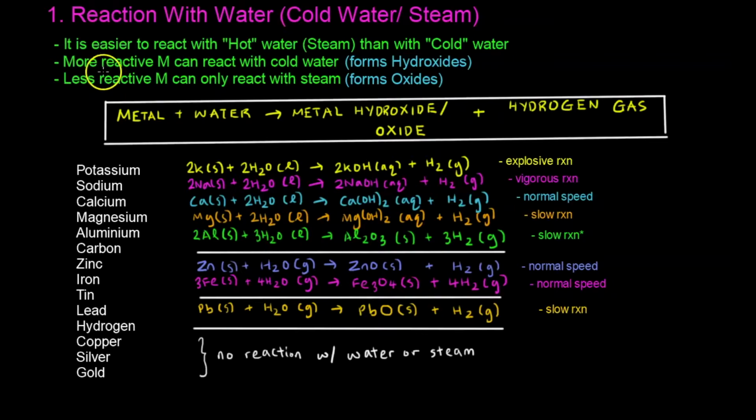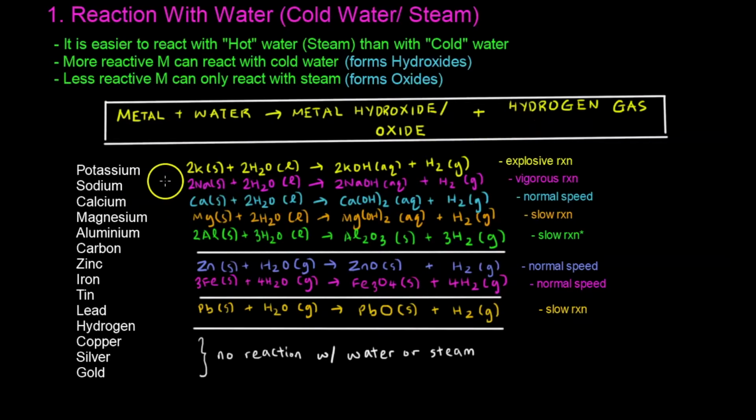That's why I've written here: more reactive metals can react with cold water, whereas less reactive metals can only react with steam, which is hot water. And more reactive metals will form hydroxides, whereas less reactive ones will form oxides. Let's take a look at the overall equation, which is metal plus water, giving us metal hydroxide or metal oxide with hydrogen gas. You will get these two products regardless of what metals you're using, just that the molar ratio will be different. Let's go through one by one.